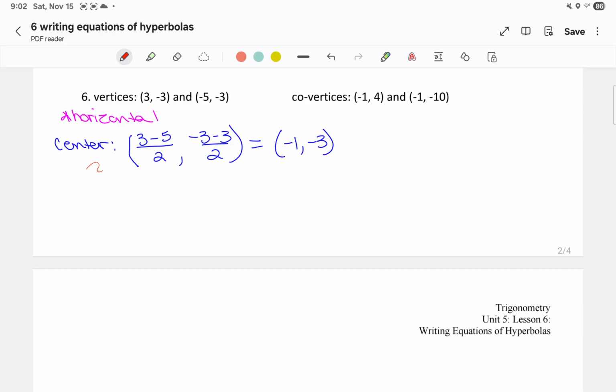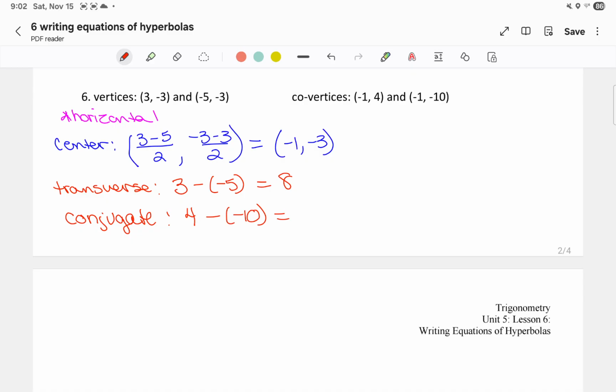And so then for our distance there, our transverse axis, we are going to have 3 minus a negative 5 equals 8. And then our conjugate axis, we have 4 minus a negative 10, which equals 14. So for the transverse axis, we have A equals 8 over 2, which is 4. B equals 14 over 2, which is 7.